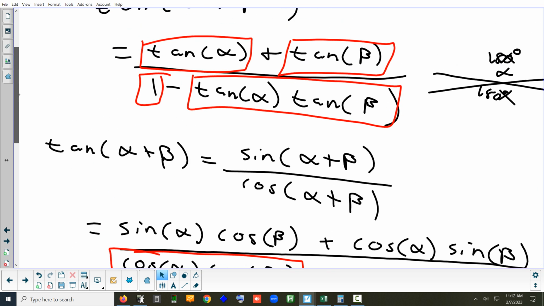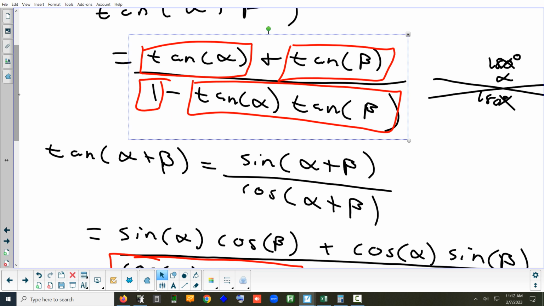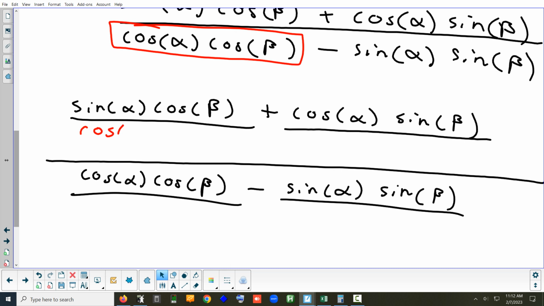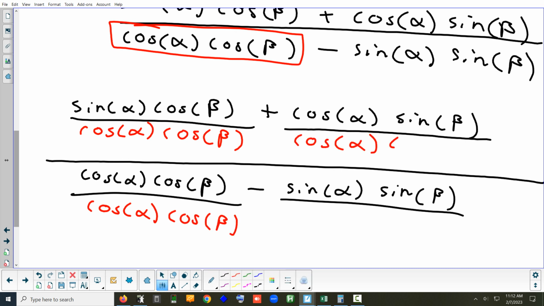How would you know to do that before you actually know what the answer is? You wouldn't really know. So we already kind of know what it looks like. So I'm just trying to make my answer look like what it's supposed to. Let's see what happens. So let's divide by cosine alpha, cosine beta, everywhere. As long as you divide all of them by the same thing, that's okay.